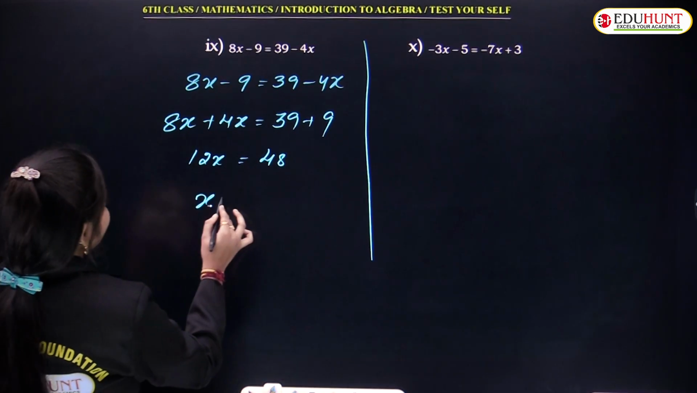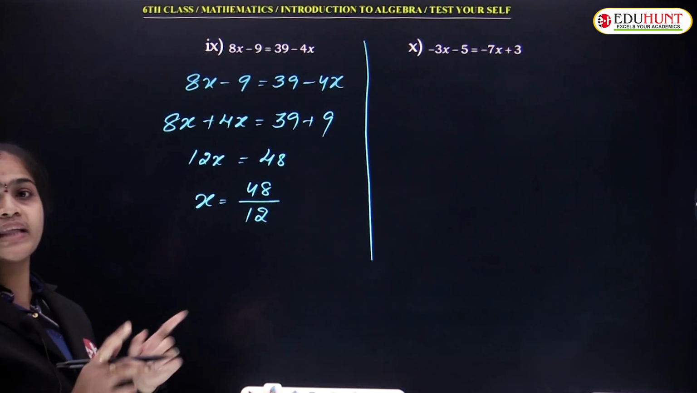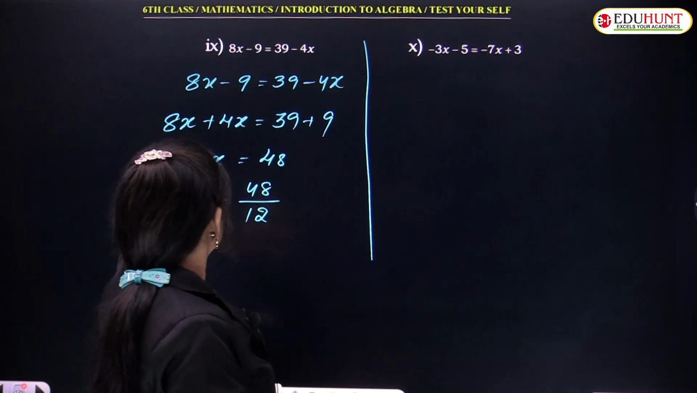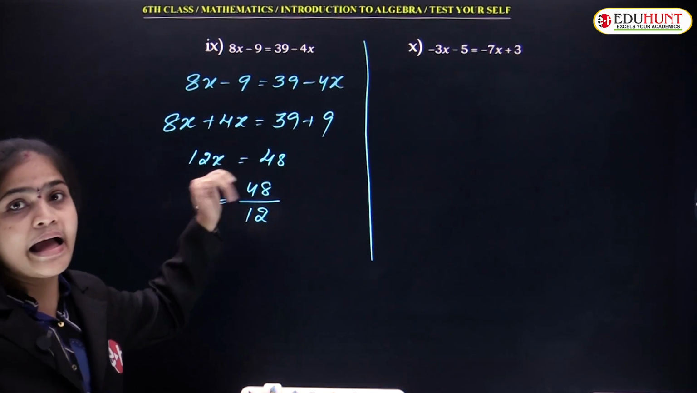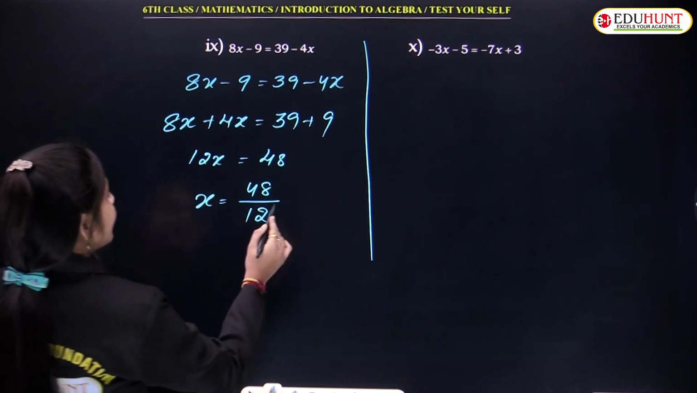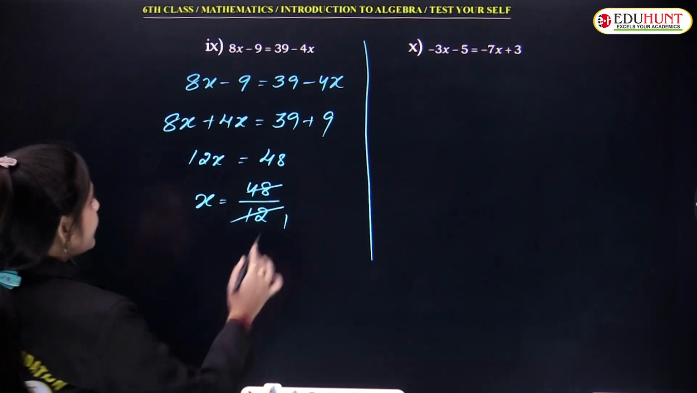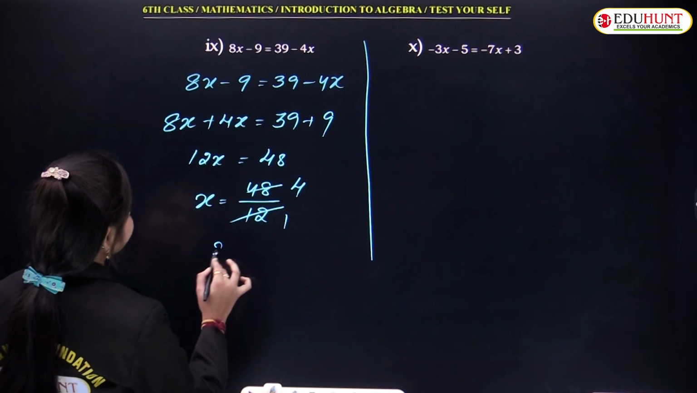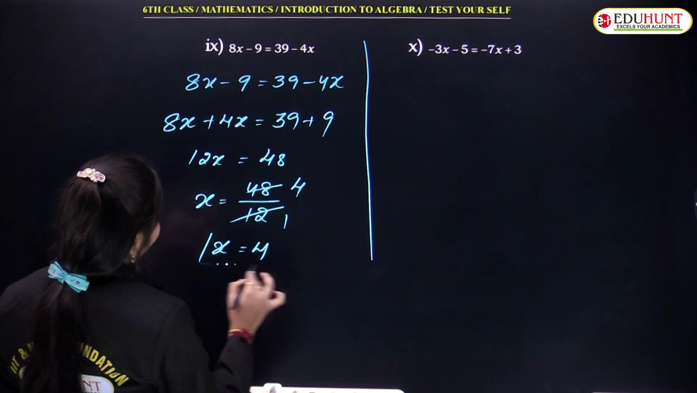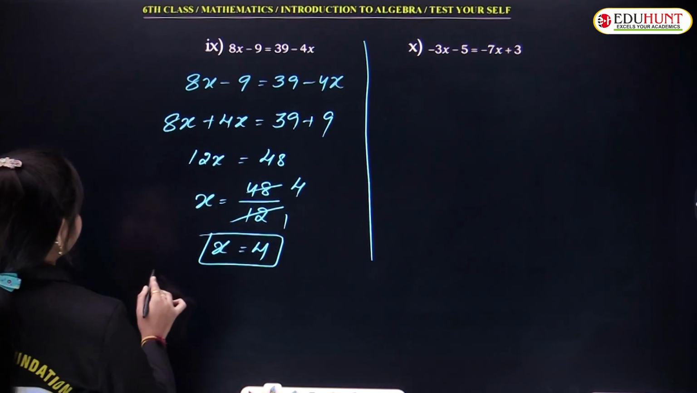Now x is equal to 48 by 12. Why? Because 12 and x are in multiplication, so multiplication becomes division. As per that condition, x is equal to 48 by 12. 12 goes into 48 how many times? 4 times. Then x is equal to 4. We need to check it now.